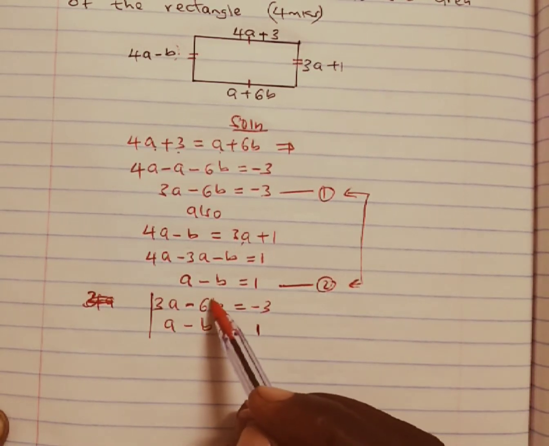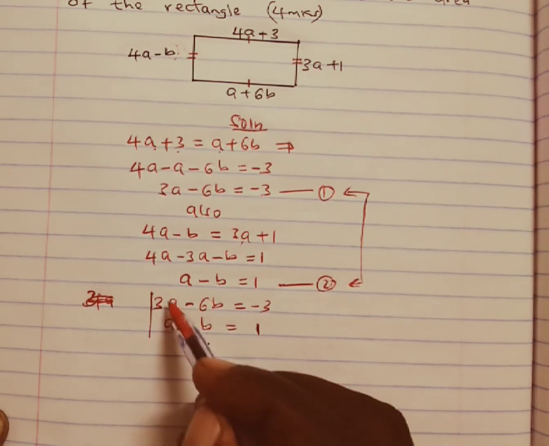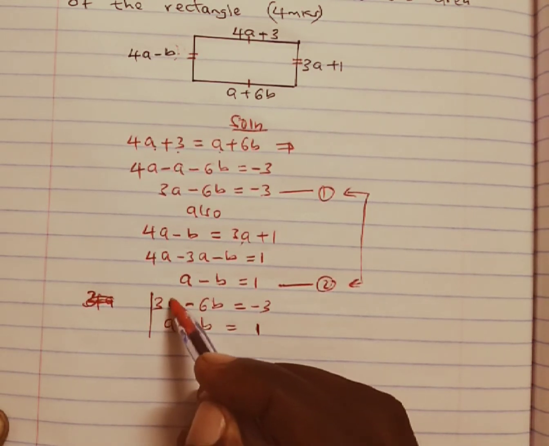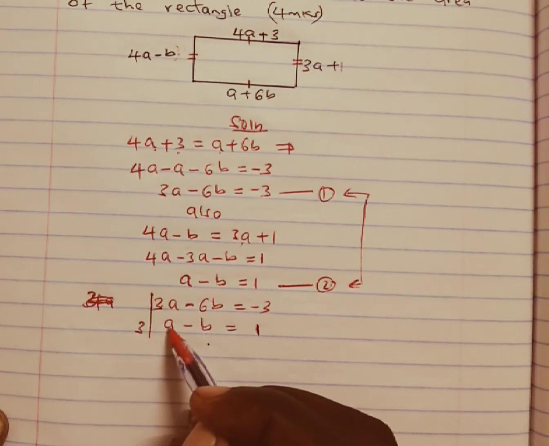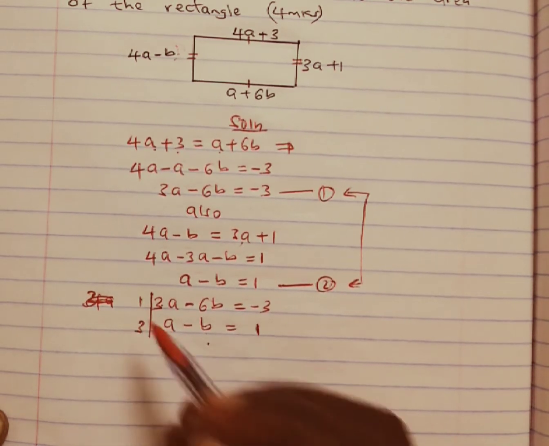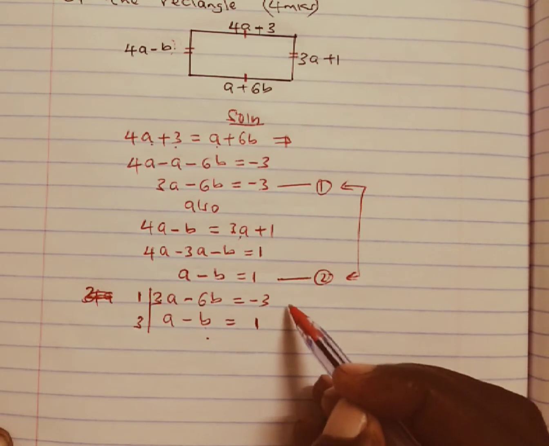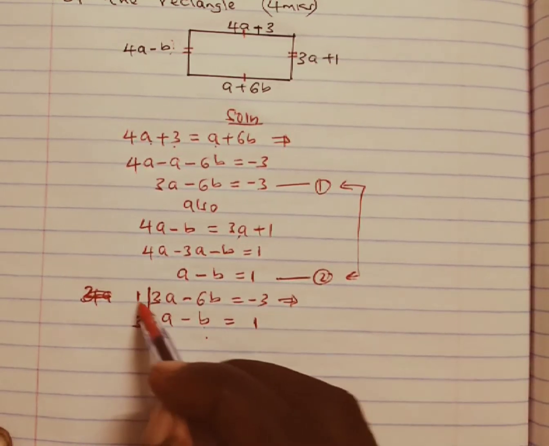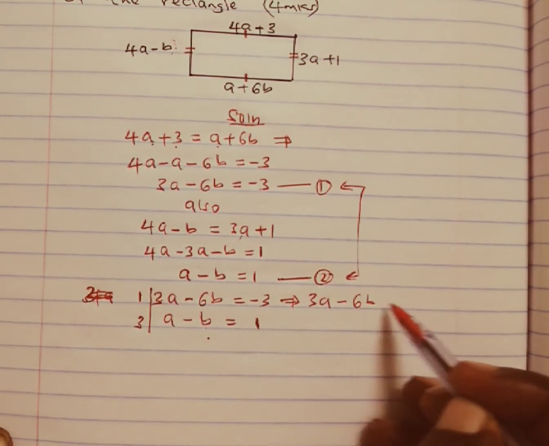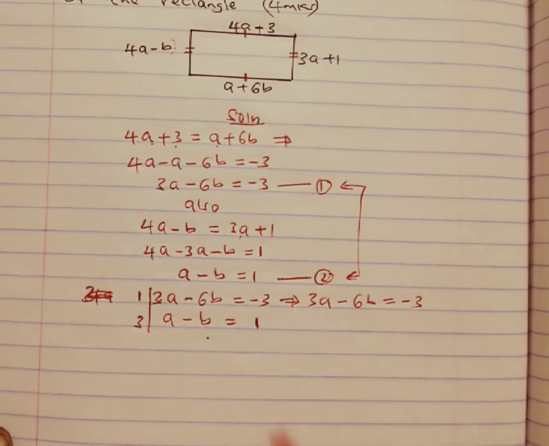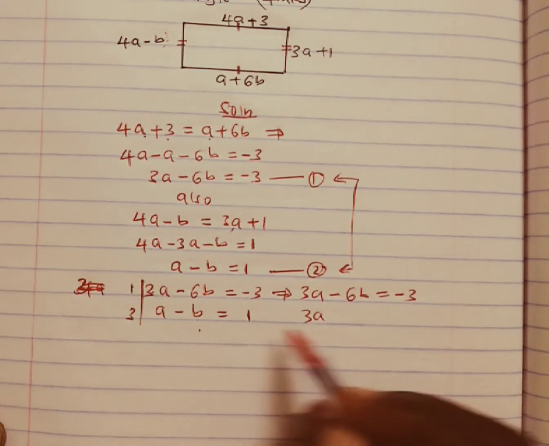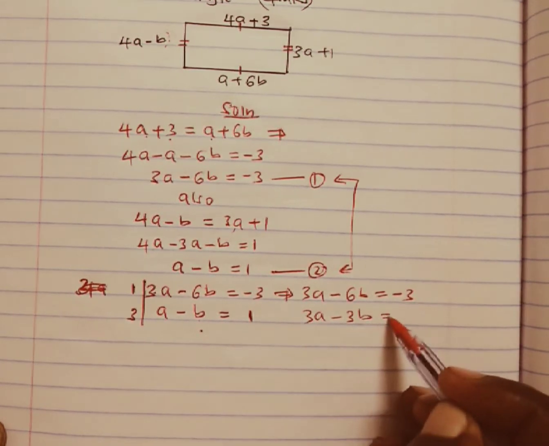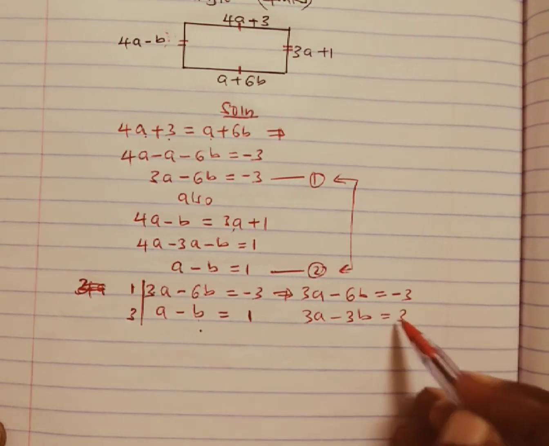We can eliminate the part having B or the part having A. So if I decide to eliminate the part having A, the coefficient of A in the first equation is multiplied in the second, and the coefficient of A in the second equation is multiplied with the first one. In that, now we are going to have 1 times 3A becomes 3A, 1 times negative 6B becomes negative 6B, and this one is going to be equal to negative 3. Then 3 times A becomes 3A, 3 times negative B becomes negative 3B, and this one is going to be 3 times 1, which is 3.